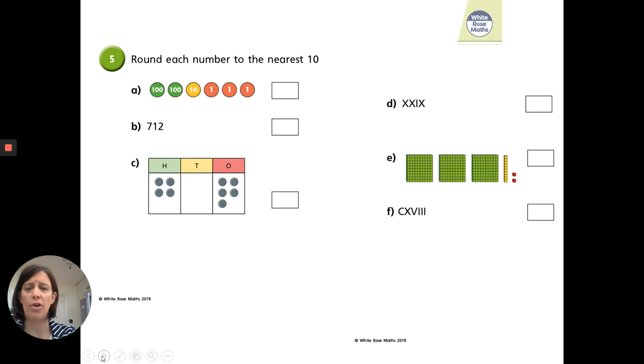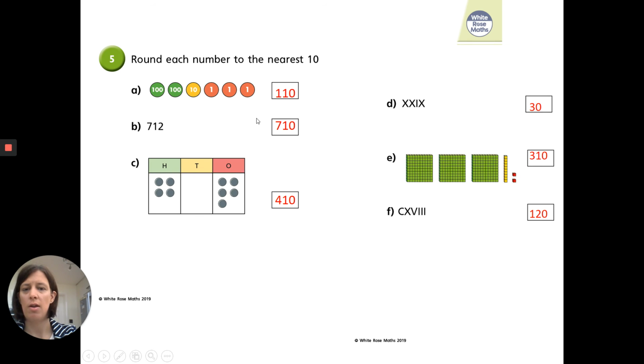Okay, so you can now have a go at these ones. Pause the video again while you have a little go. Okay, so some of these were a little bit trickier because there were different representations. Hopefully you've remembered all our Roman numeral work that we did quite some time ago in year 4.